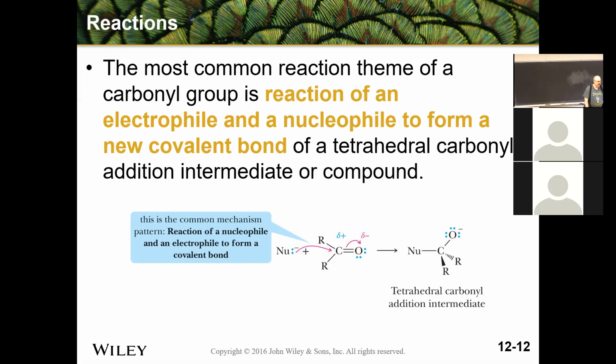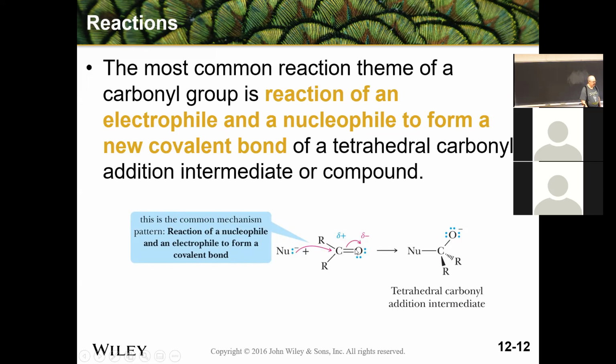Right, the most common reaction theme of a carbonyl group is reaction of an electrophile and a nucleophile to form a new covalent bond. Since the carbon has a partial positive charge, it attracts nucleophiles, or electron pair donors. When these nucleophiles attack, there's an intermediate that has this tetrahedral shape. So we form a covalent bond.